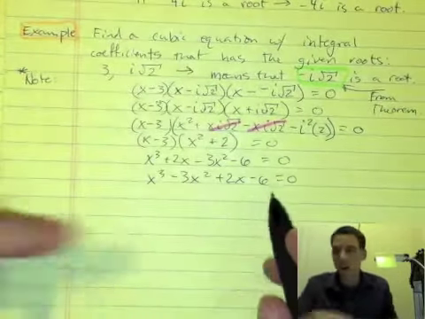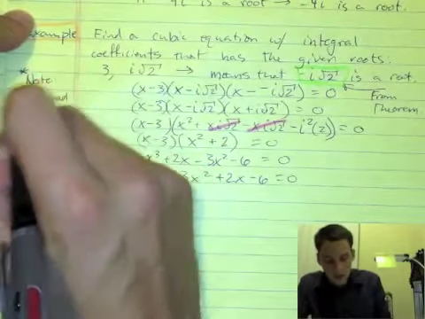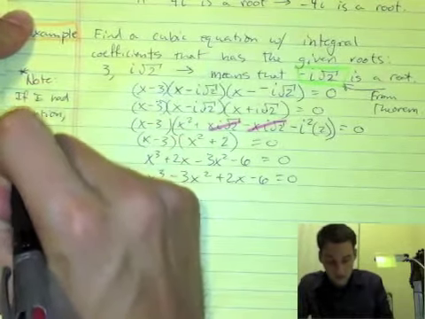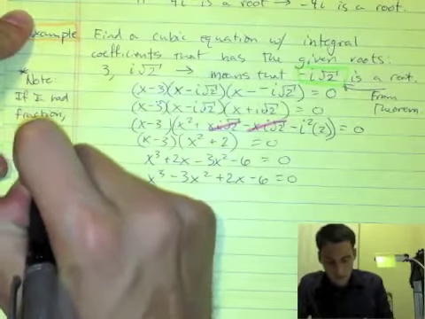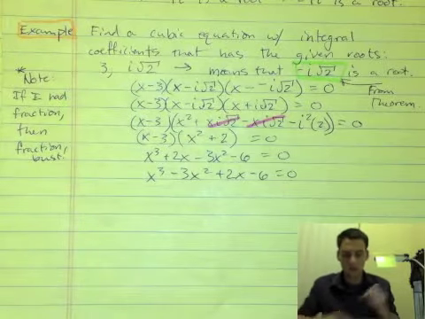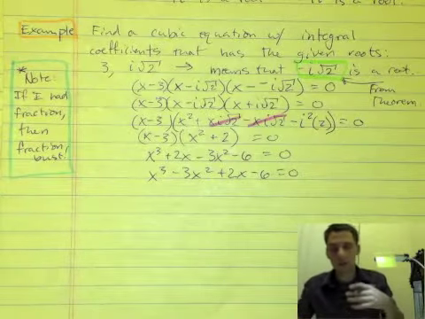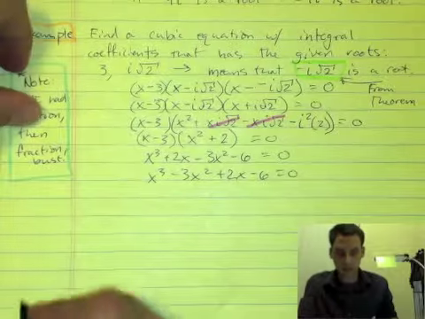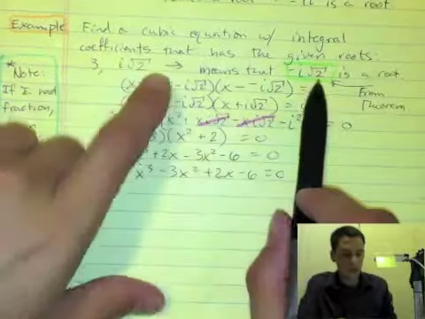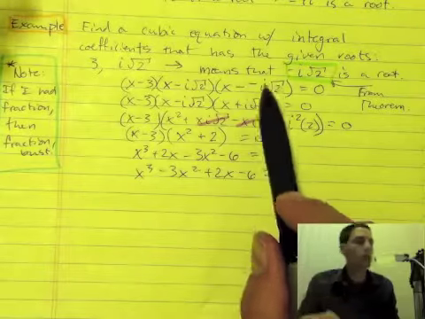If I had fractions, all I would have to do is fraction bust. And that's it. That's all for that. Pretty simple. If they ask you to make an equation having certain roots, you always do x minus that root, multiply it together. So that's what we did here. And we used the theorem to get that third root. We needed 3 roots to get a cubic polynomial.